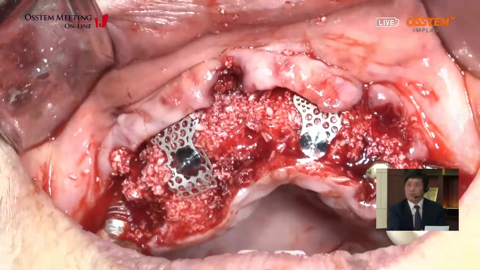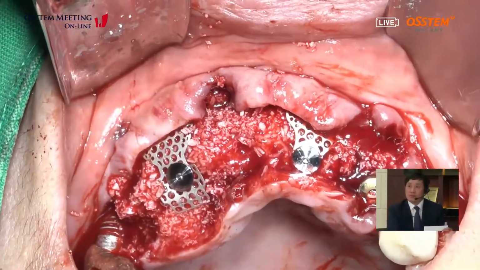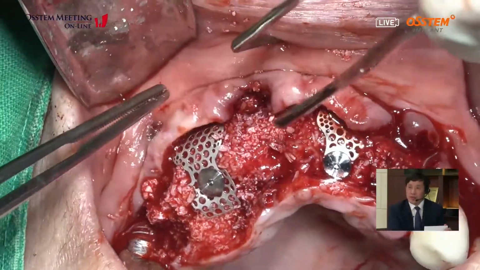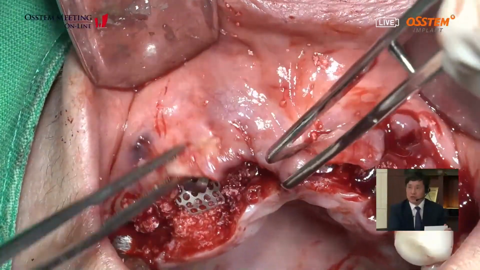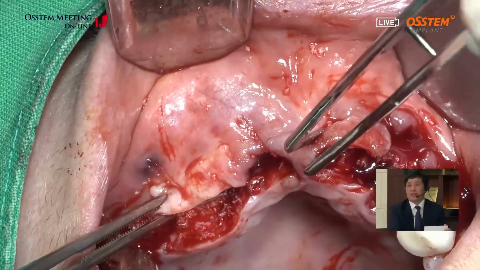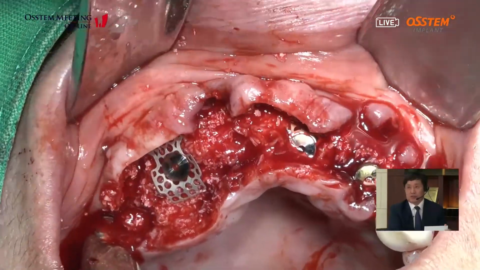And let's check the advancement of the buccal flap. Usually before the closure of the flap, you can see and identify that it is tension free. Yeah, that's good.